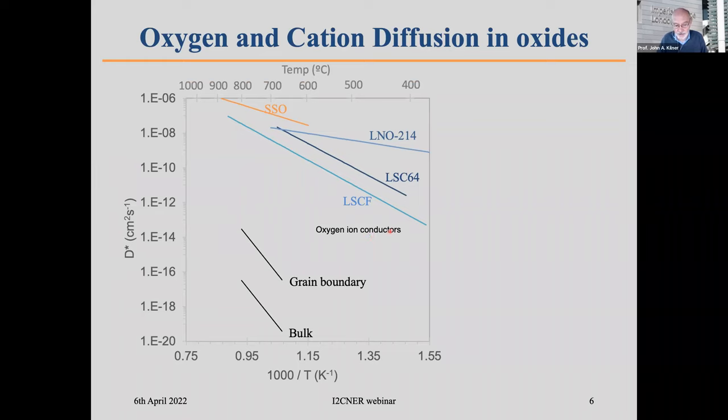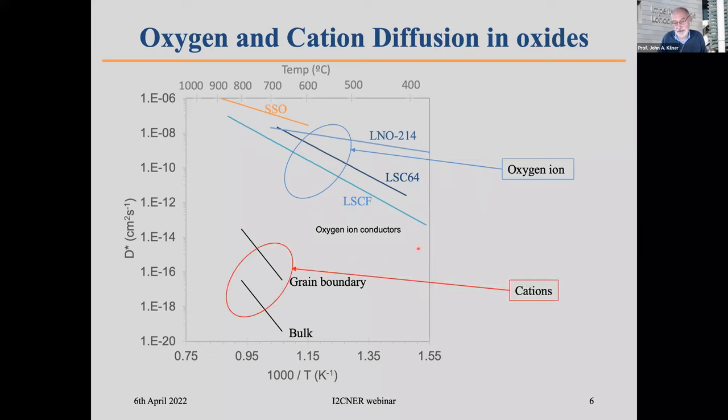They're all oxygen ion conductors, and what I've got here is a plot of the diffusivity, the self-diffusivity, versus reciprocal temperature with the temperature at the top. Now, because they're all oxygen ion conductors, these oxygen ion diffusivities are very high, and we're talking about diffusivities in the region of 10 to the minus 6. If we look at the cation diffusivities in these materials, these tend to be very low. In fact, we have approximately 10 orders of magnitude difference in these diffusivities. And that is in itself of interest.